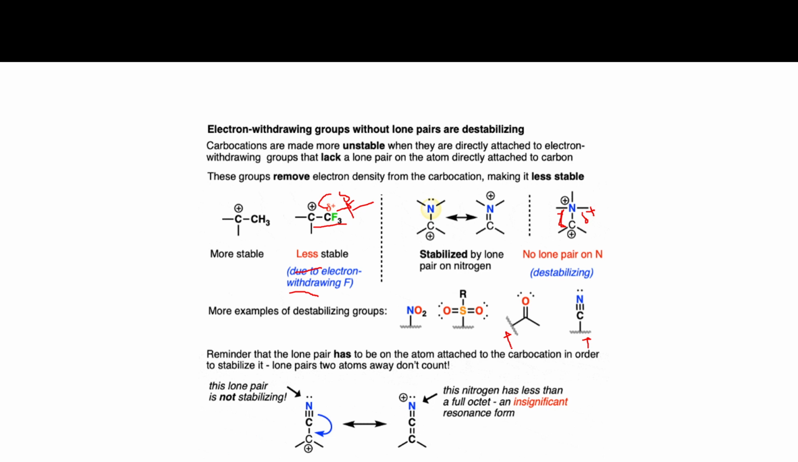Remember that the lone pair has to be on an atom attached to the carbocation in order to stabilize it; a lone pair two atoms away doesn't count. Like this lone pair is not stabilizing, because the nitrogen has less than a full octet and an insignificant resonance form, like in these cases.